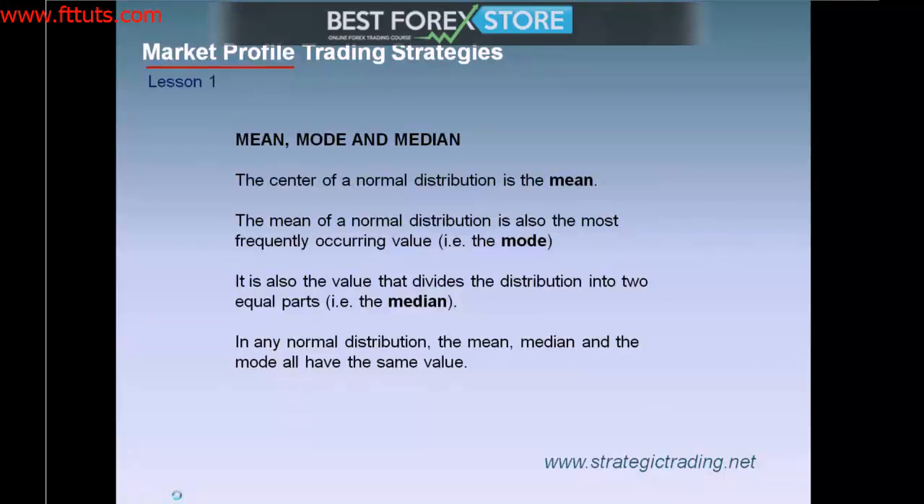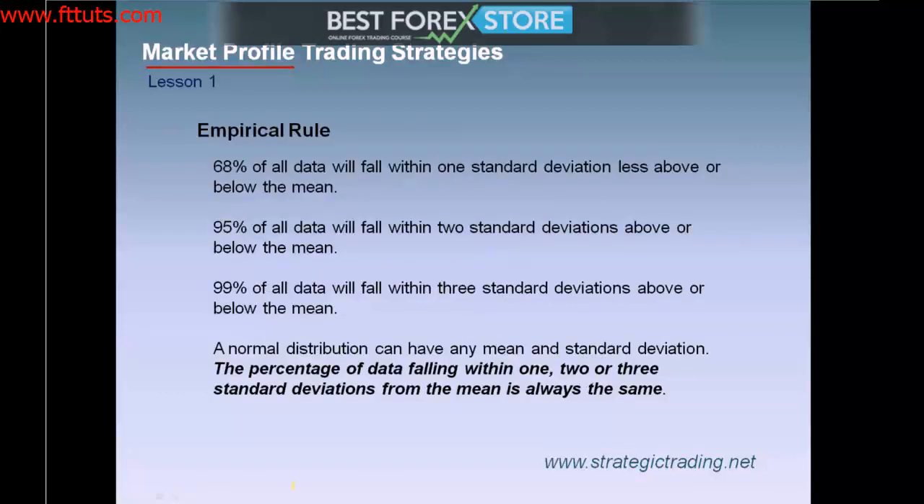Now we get to the empirical rule, which is a very important part of any normal distribution. What the empirical rule tells us is that 68% of all data will fall within one standard deviation above or below the mean. 95% of all data will fall within 2 standard deviations above or below the mean. And 99% of the data will fall within 3 standard deviations above or below the mean.